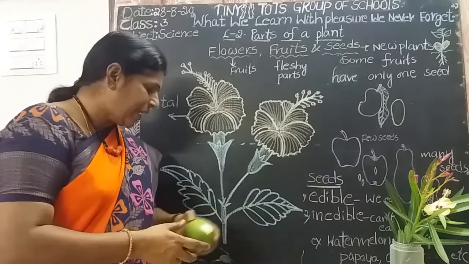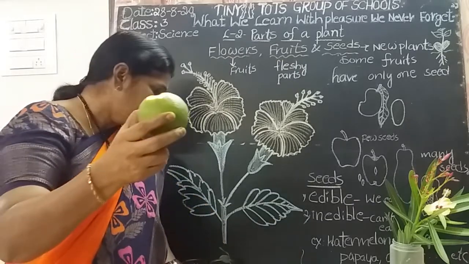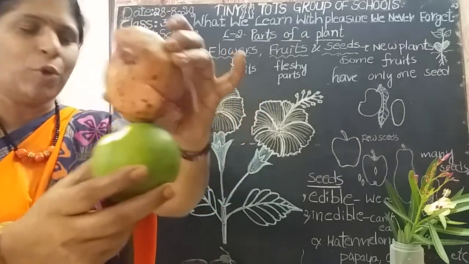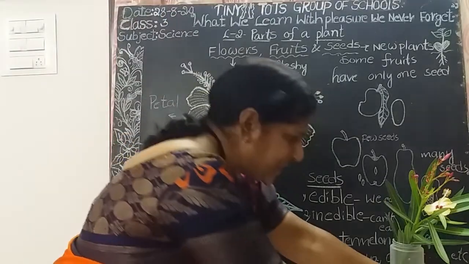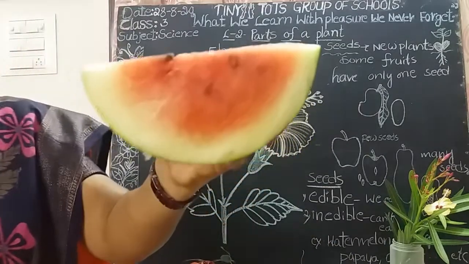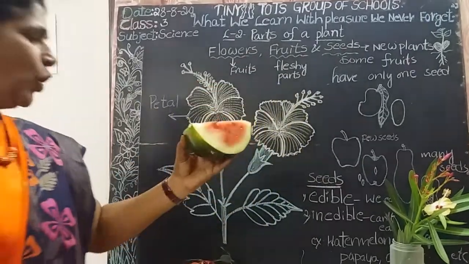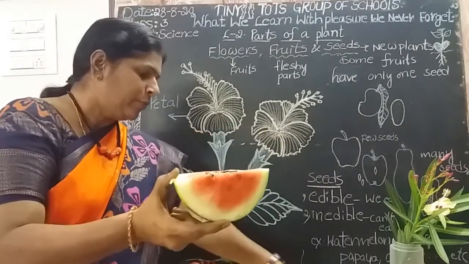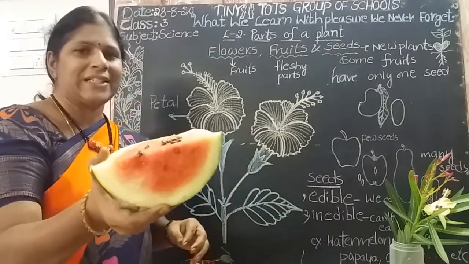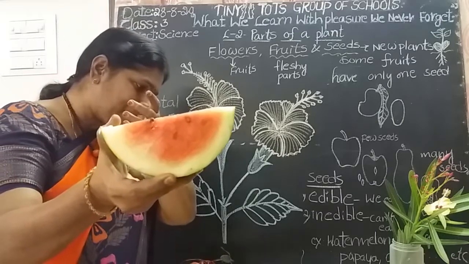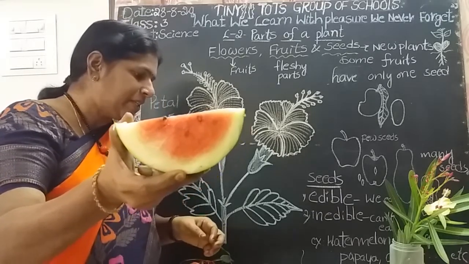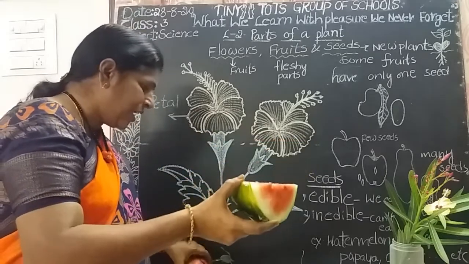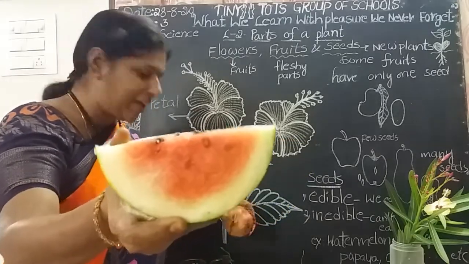Fruits are of different types. Okay, now this is the batai. Okay, now this is the pomegranate. Okay, now and this is the watermelon. So flowers turn into fruits, amma. Okay, now fruits cover and protect the seeds. But see here, fruits are the fleshy part of the plant.